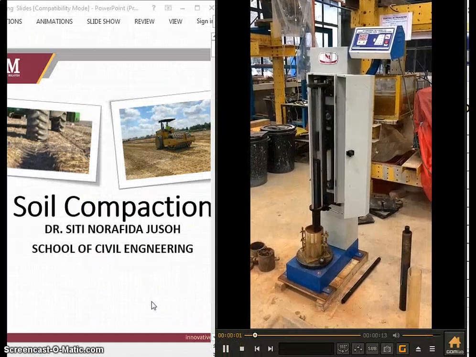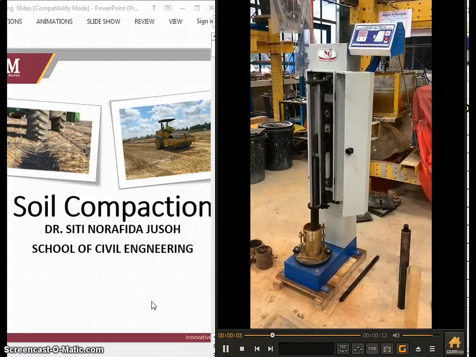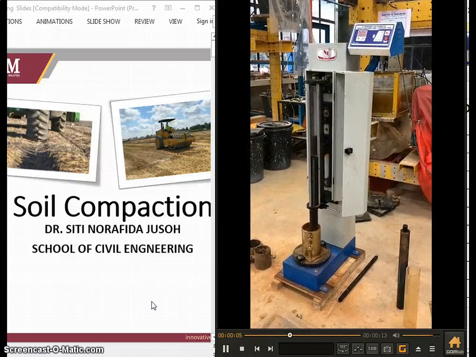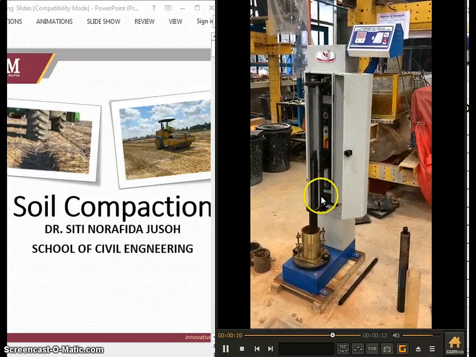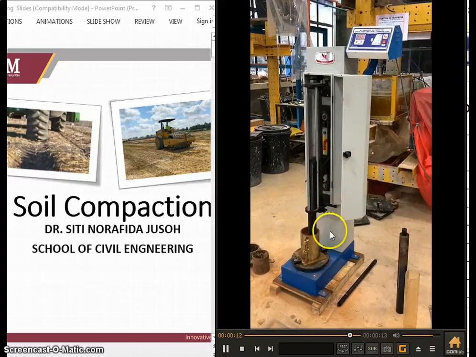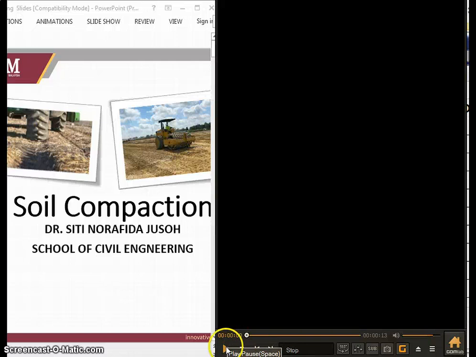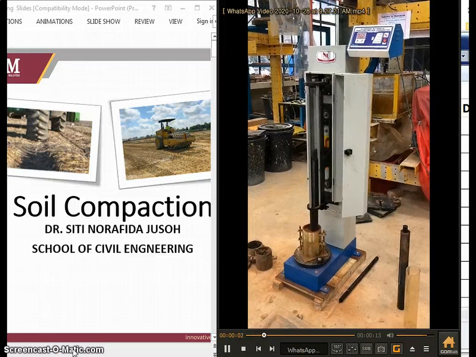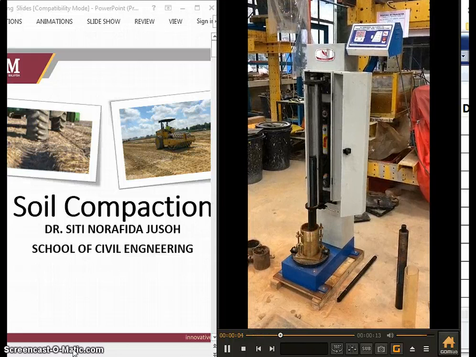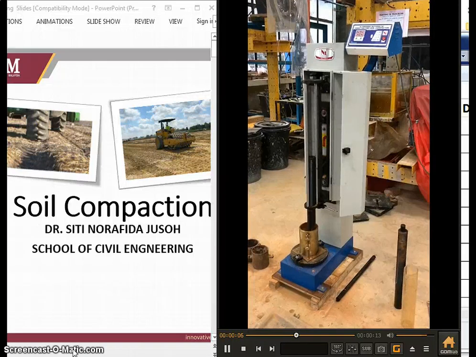So this is how the compaction is carried out. You can see the automatic hammer free falling for about 25 blows per layer. So we have to do that for every layer, for all 3 different layers.